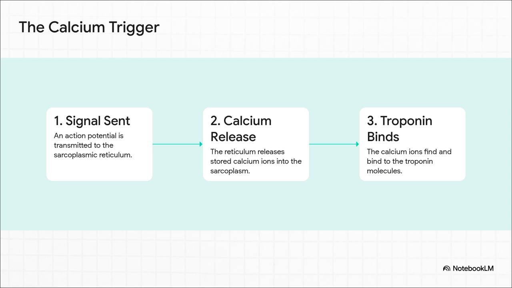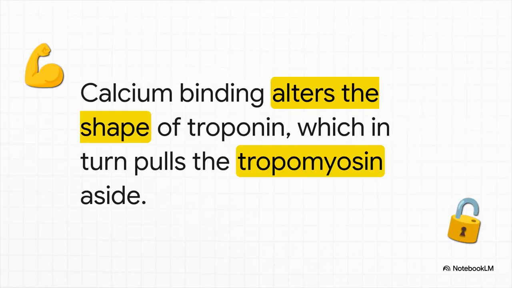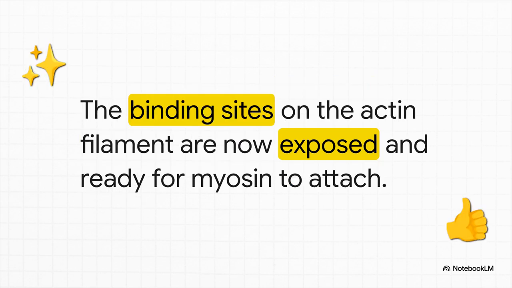Then, these calcium ions just flood the whole area and immediately bind to their target, those troponin molecules we met earlier. And this is the mechanical genius of the whole process. When calcium latches onto troponin, it forces troponin to change its shape. And because troponin is physically hooked to that long tropomyosin rope, this shape change literally yanks the tropomyosin strand aside and pulls it out of the way. And boom! Just like that, the gate is open. The binding sites on the actin filament are now totally exposed and ready for those myosin heads to finally attach. The stage is set for the main event.